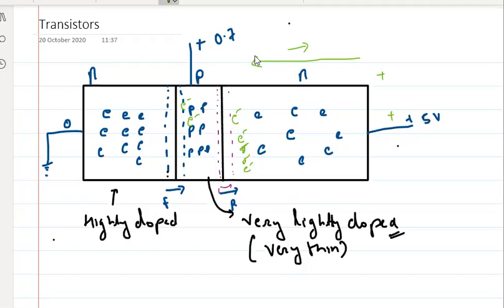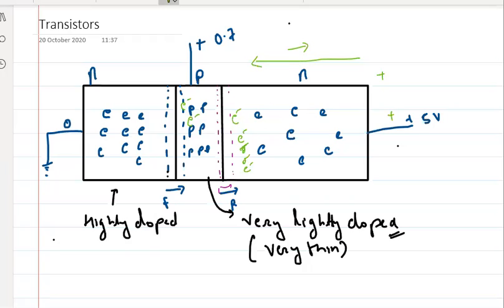Think about it, right? So are you getting the idea what happens inside this structure or this construction? So even though the second junction is reverse biased, electrons are moving from this p-type to n-type, because this p-type is very lightly doped and it cannot accommodate all the electrons. And the electrons will be pushed into n-type. Yes or no? Okay, very good, everyone. I hope all of you understood this.